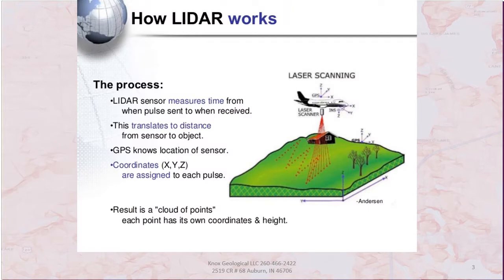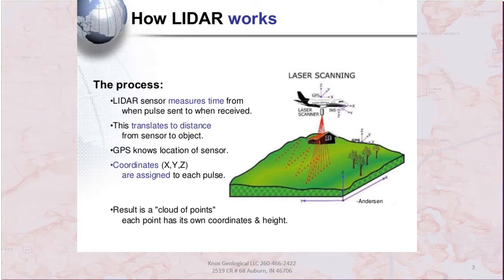LiDAR works by measuring time, from when a pulse is sent from an emitter to when it is received by a camera. You can send it from an airplane, from a drone, from a helicopter, from a car, from a backpack, from a handheld device. There are many ways to do it. Then you measure the time, angle, and intensity as the pulse comes back, and this translates into distance from a known sensor to an object.